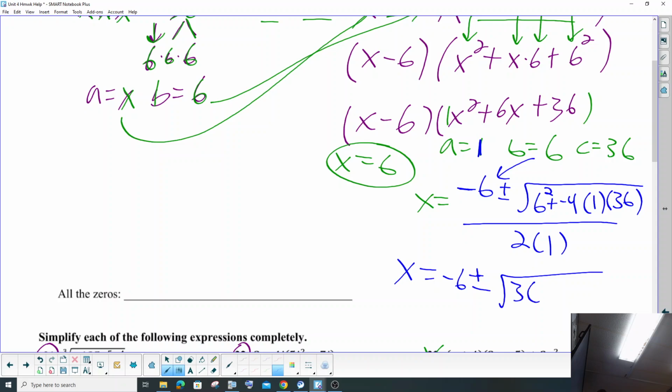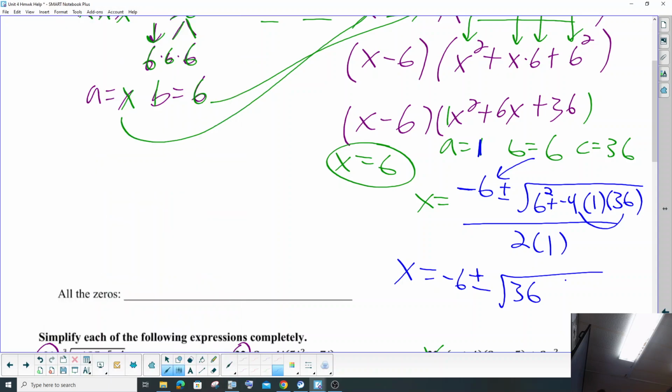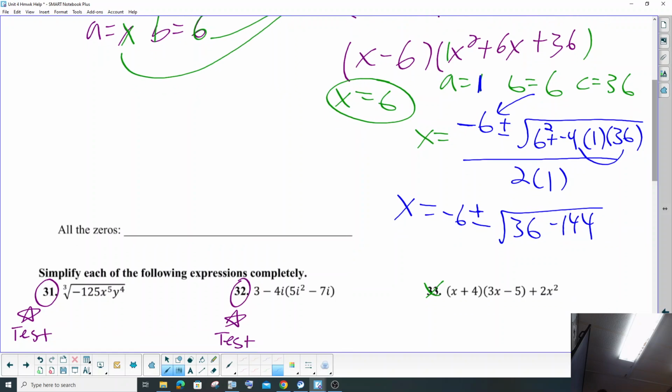6 squared is 36. Negative 4 times 36 is negative 144. So then we go ahead and do 36 minus 144 underneath the radical, and we get negative 108. So x equals negative b plus or minus the square root of 108, all divided by 2a, which is just 2.